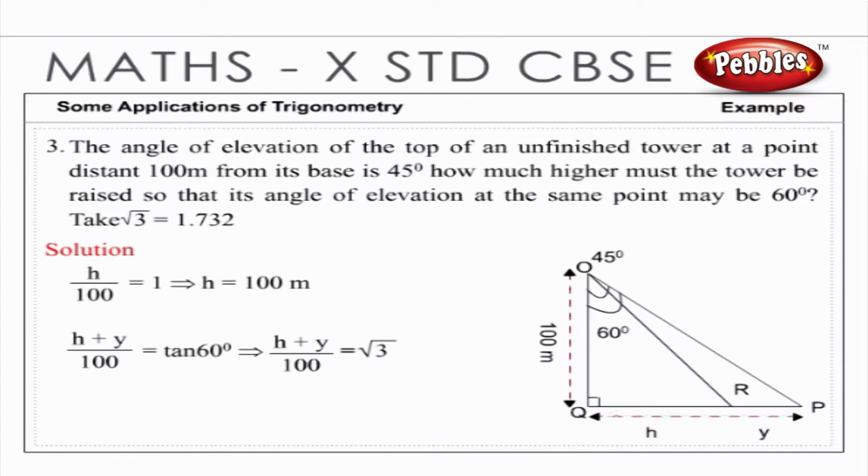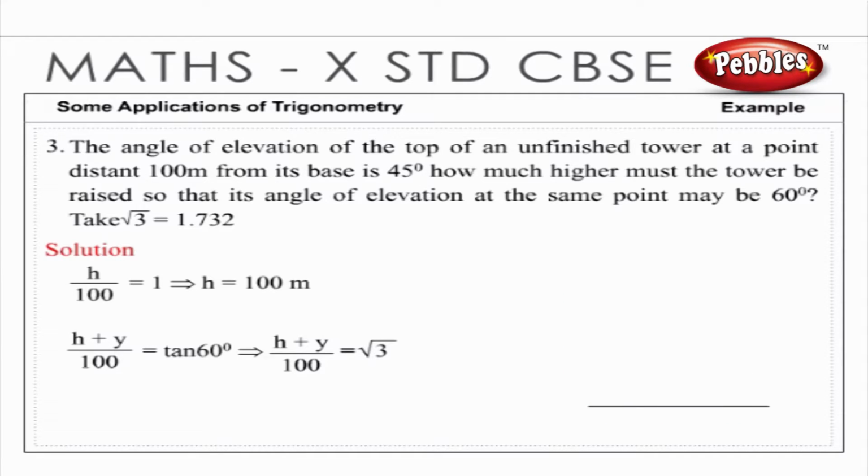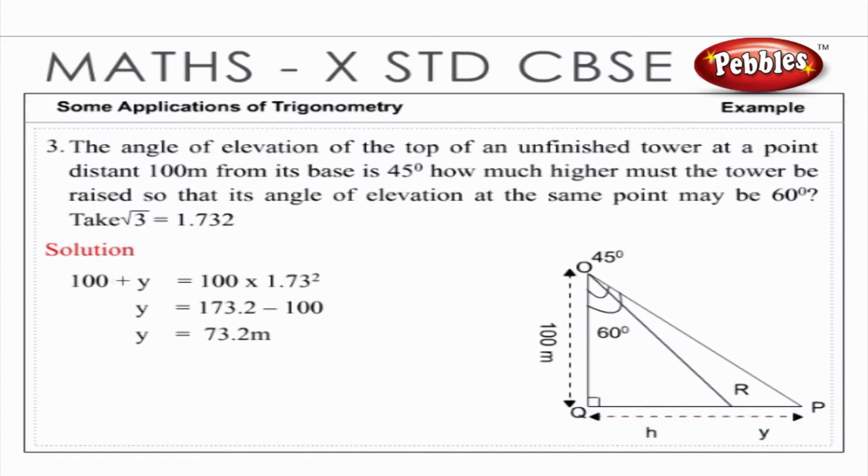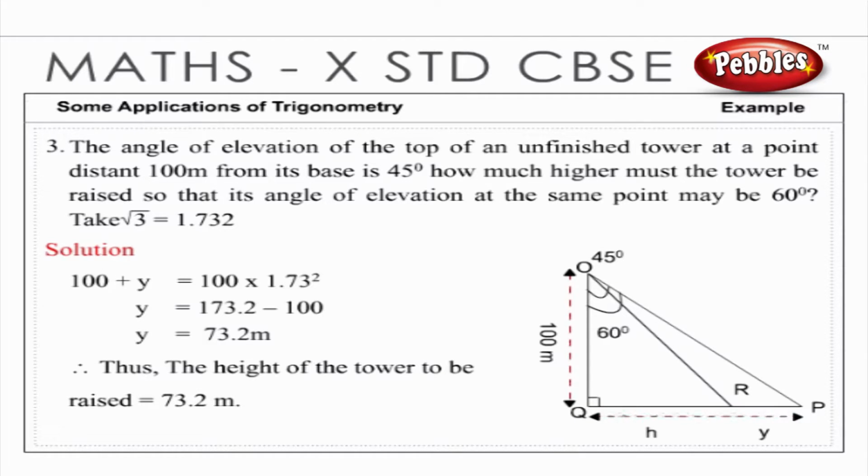h plus y by 100 is equal to tan 60 degree, implies h plus y by 100 is equal to root 3. h plus y is equal to root 3 into 100. Substituting the value of h, we get y is equal to 73.2 meter. Thus, the height of the tower to be raised is equal to 73.2 meter.